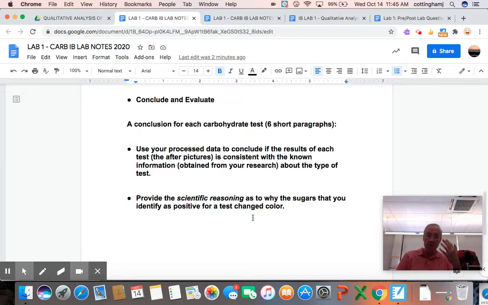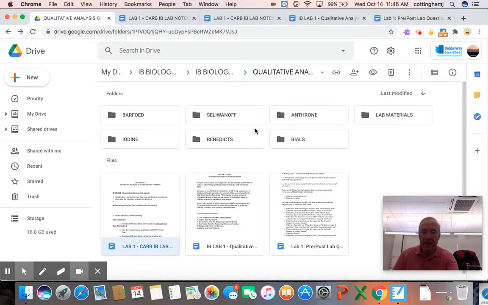This is long, so use your process data. We always use process data, whether it's numbers or graphs. Use your process data to conclude if the results of the test, the after picture, are consistent with the information you researched about the type of test. What sugars should test positive? What does the positive test look like? Make a conclusion and justify it with the process data. Provide scientific reasoning, which means what happened inside that test tube to make it change color.